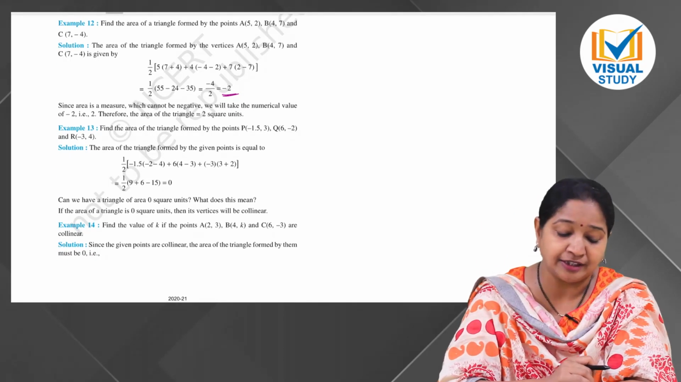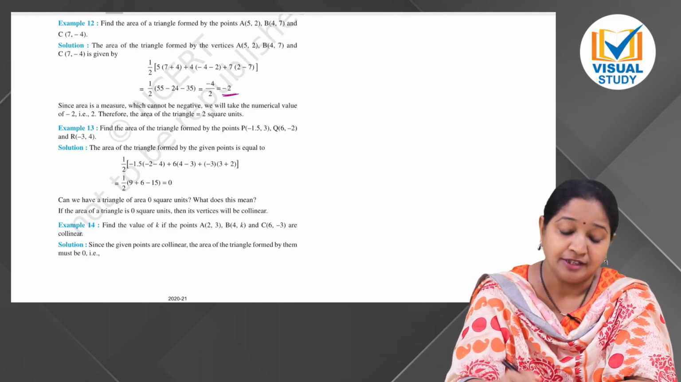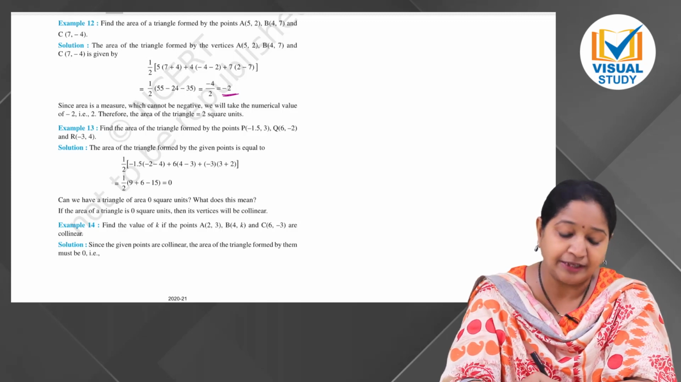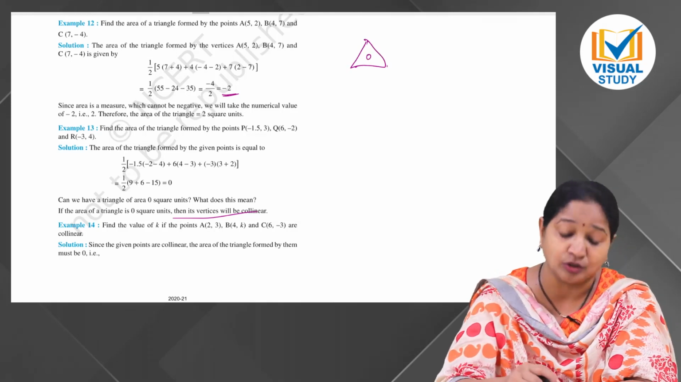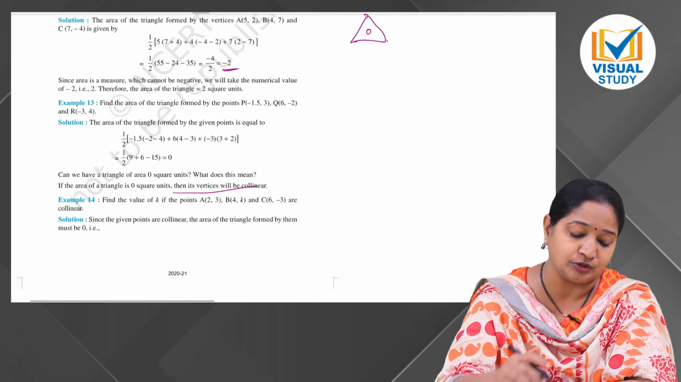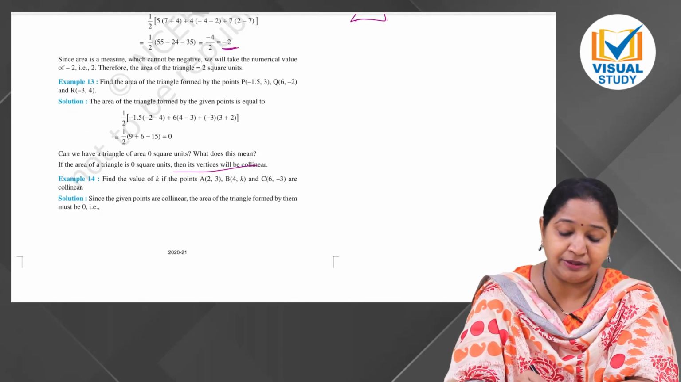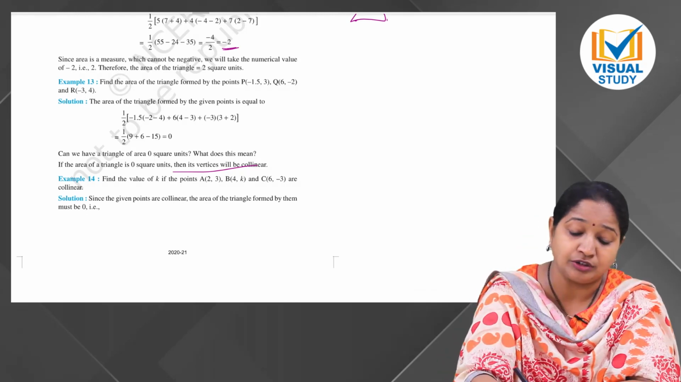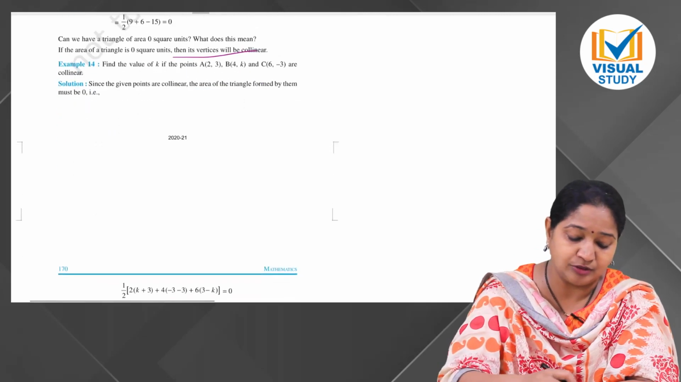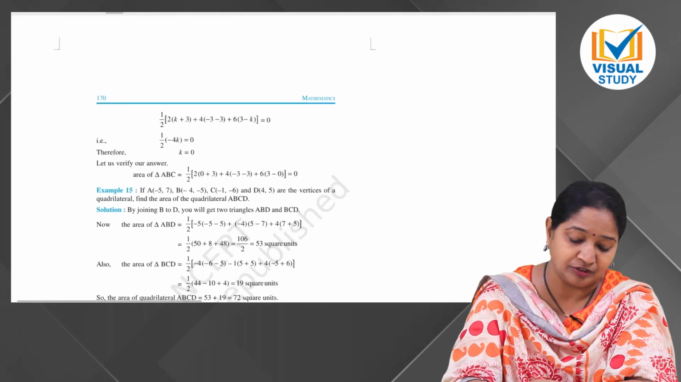If the area of a triangle formed by the given points is 0, that means the vertices are collinear. Suppose the area of this triangle is 0, that means these vertices are all collinear. The given points are collinear. Find the value of k if points A, B, C are collinear. Since the points are collinear, directly you can put 0 in front of the area of the triangle, put in the values, and you can find the value of k.